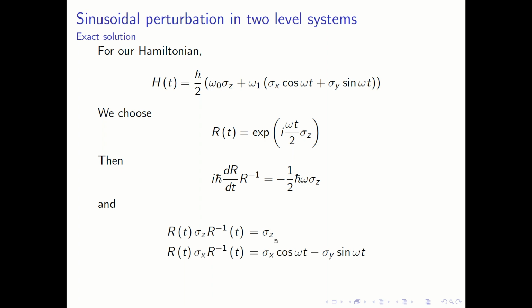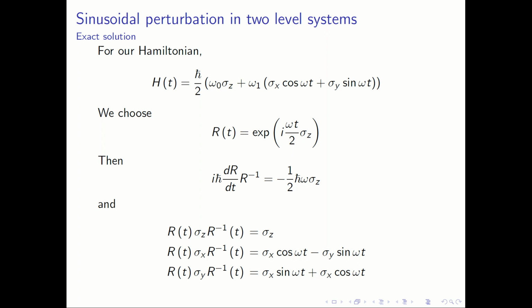Well, to calculate R(t) σx R inverse(t), we need to use the Baker-Hausdorff lemma that we had discussed before, and if we use it, it's pretty straightforward to do the calculation. We will end up with σx cos ωt minus σy sin ωt. Given the fact that R of t produces rotations about the z-axis, this result should be pretty obvious, at least easy to understand. And what about σy? Well, R(t) σy R inverse(t) is going to be the same rotation acting on σy, so σx sin ωt plus σy cos ωt. There's a typo here, this should be σy.